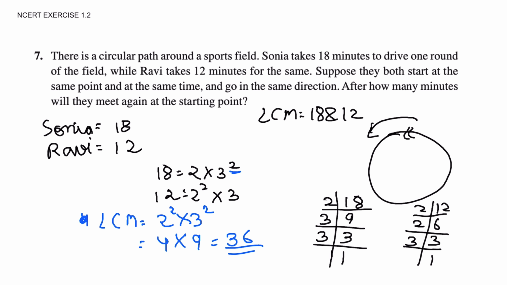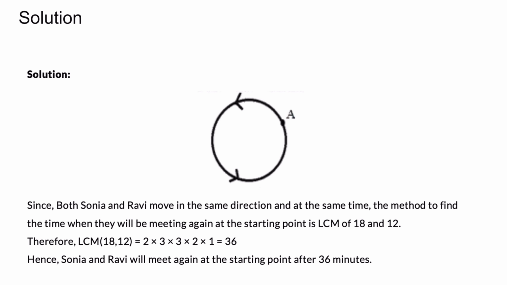So this means that Sonia and Ravi will meet together again at the starting point after 36 minutes. So this is your answer. Great. As you can see the solution here, they both started at the same point A, then we took the LCM of 18 and 12 and we could find out that after 36 minutes, they will be meeting again at the starting point.